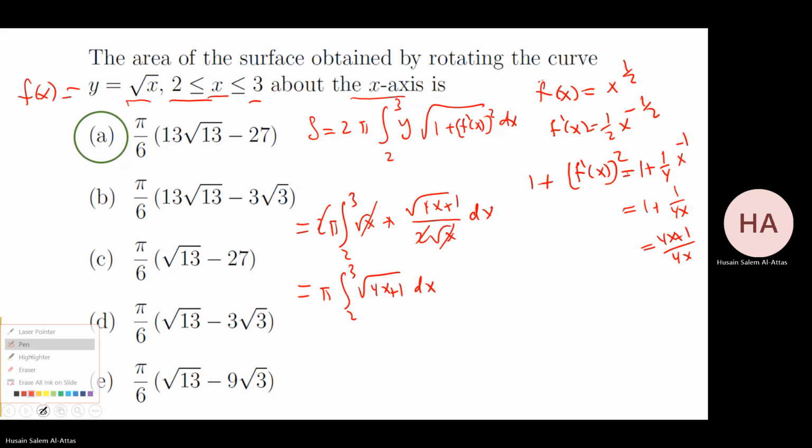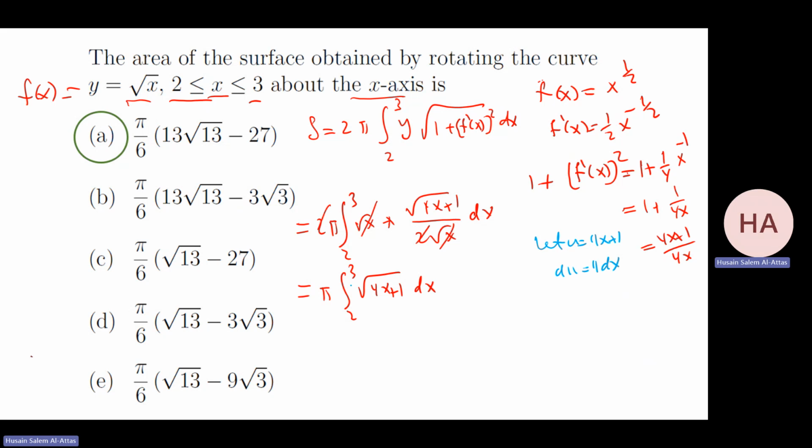Now I let u equal 4x plus 1, du will be 4 dx. I need 4 and over 4. That gives me what? Pi over 4. When x equals 2, u is 9, and when x equals 3, u is 13. Okay, u to the power half du. So it's pi over 4 times 2 over 3, u to the power 3 over 2, from 9 to 13.